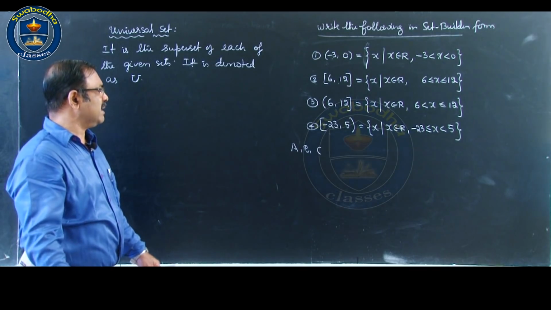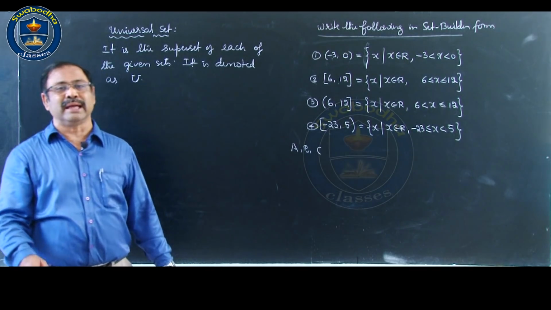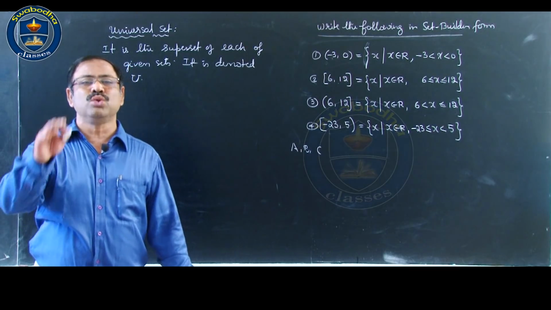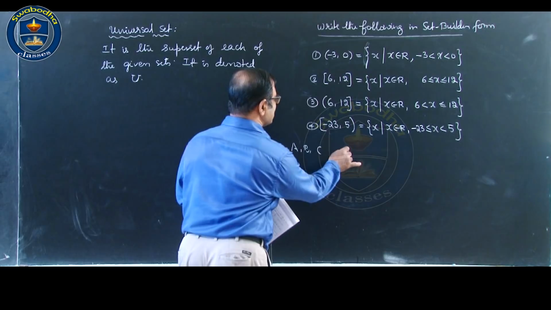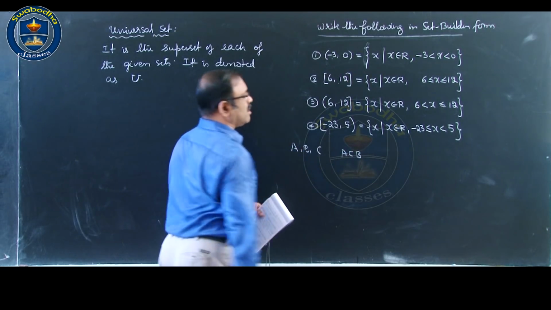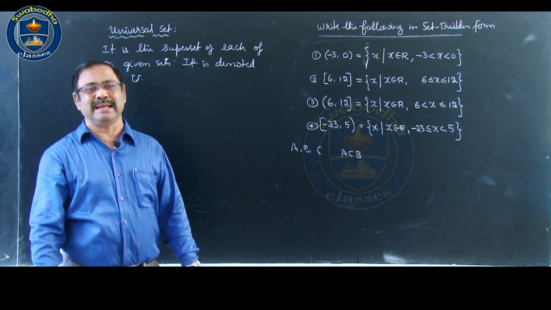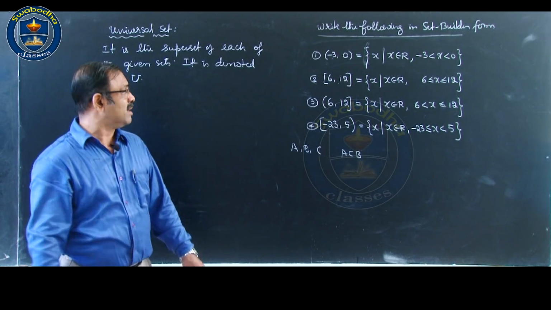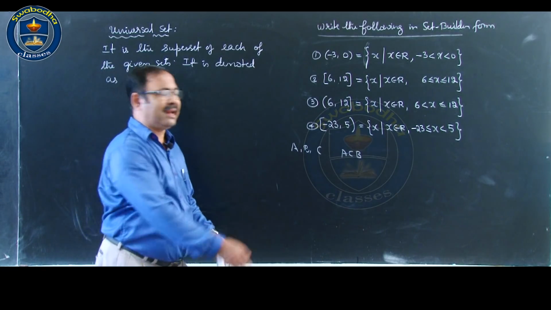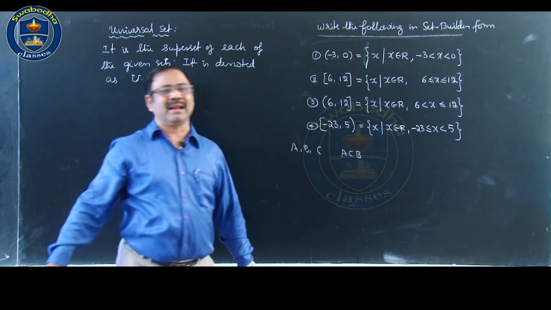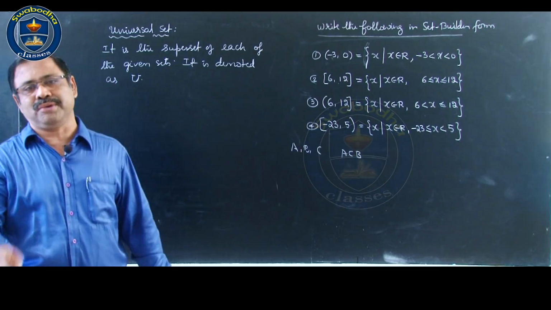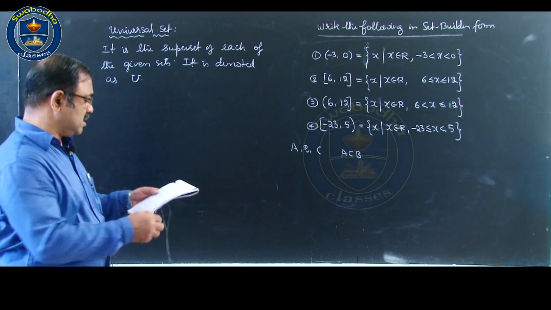What is a universal set? Now, sets A, B, C are given. Universal set means it is a superset of all A, B, C. Now in the previous classes we have studied that if A is a subset of B, B is called the superset because it contains that subset. So U is the superset related to all these A, B, C. That means A, B, C are respectively the subsets of U. Okay? They are all subsets of U.